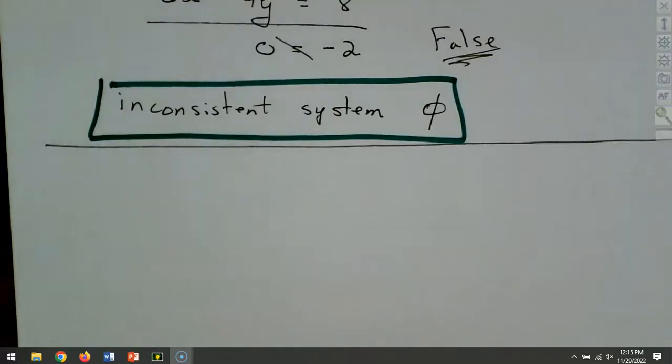Okay, so we're going to look at one more, and this one's going to have an infinite number of solutions. And it's going to be true. It's going to be like an identity. So that one had no solution. It was inconsistent. Now the next one's going to have an infinite number.